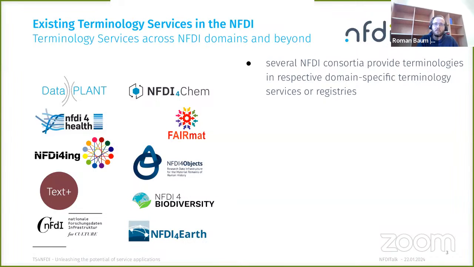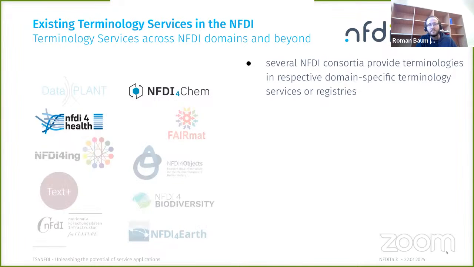So first of all, as we know, there are several NFDI consortia, and a lot of them provide terminologies in their respective domain-specific terminology service or registry. I want to focus today on the first 2 of them. The first one is the terminology service of NFDI4Chem. And the second one is the terminology service SemLoP of NFDI4Health. Both of them are based on the Ontology Lookup Service deployed by EMBL-EBI.